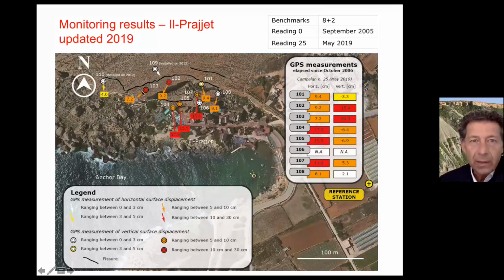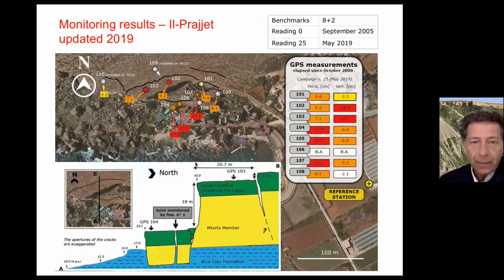In the upper part, you see that we have also significant lowering. So here at benchmark 102, we had 15 centimeters of lowering, and at 103 we had 26 centimeters of lowering of this big slab of rock. This is actually to be considered in terms of geohazard and georisk, given the important vulnerability of the site.